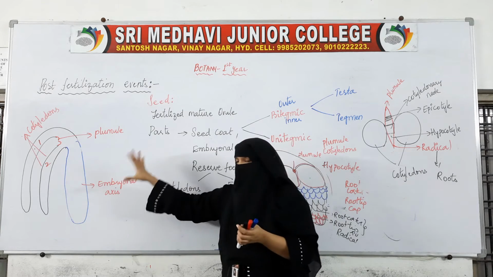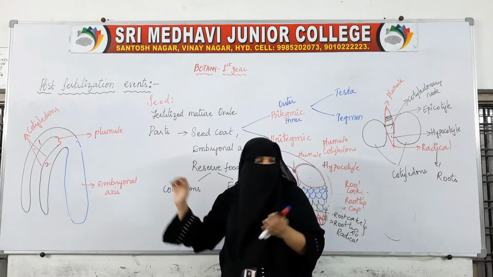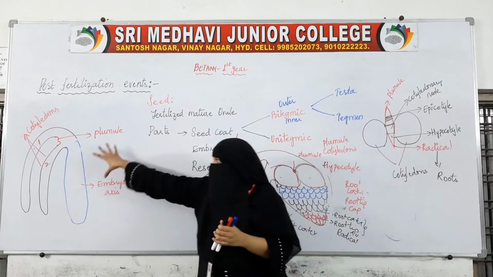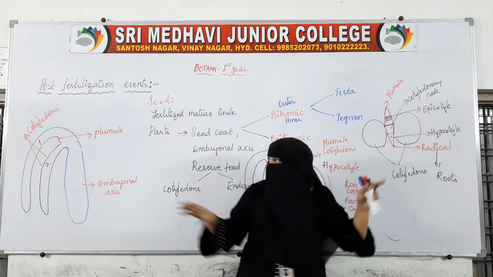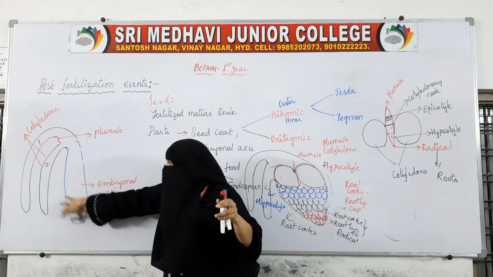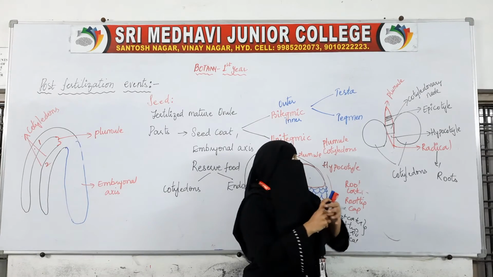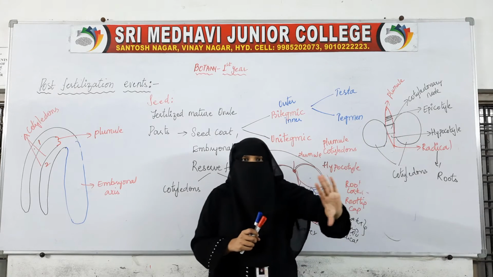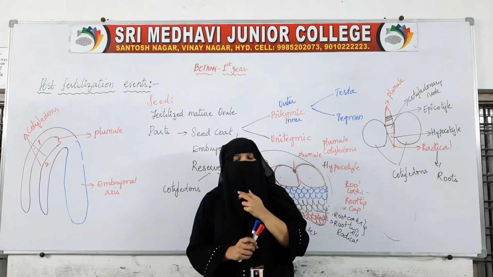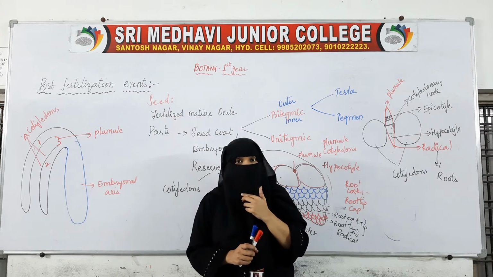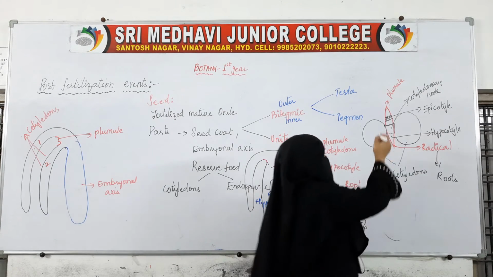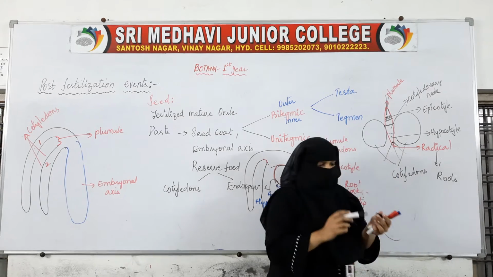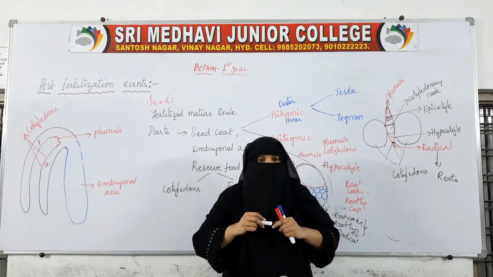So this is how a mature embryo will look like, and if we see in the seed, all this is the embryonal axis with the cotyledons. So this is the embryonal axis, and these two are the cotyledons. Actually, the embryonal axis will not be this big, it will be very small. So from here the shoots, the stem and all, will arise, and from here the roots will arise when you sow the seed inside the soil.